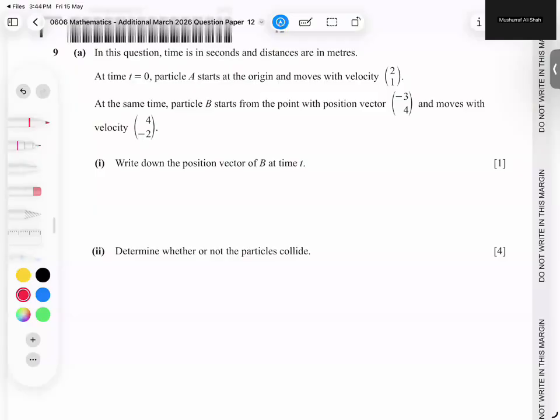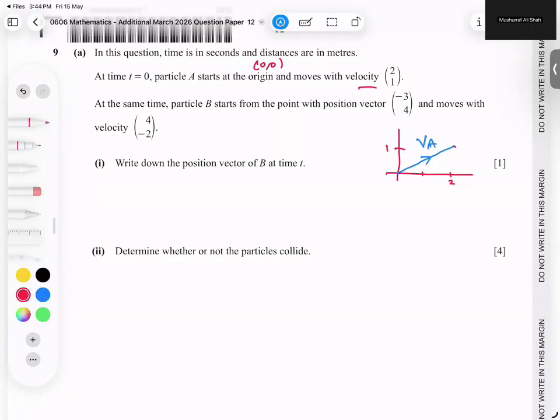So number 9, time is in seconds and distance in meters. When time is 0, particle A starts from the origin. Origin means 0, 0. And moves with this velocity, 2, 1. What is it? When we make a diagram, 2, 1 means along the x-axis 2, along the y-axis 1. So 2, 1. If I make it and draw a line, this is the velocity direction of the A particle. So VA.